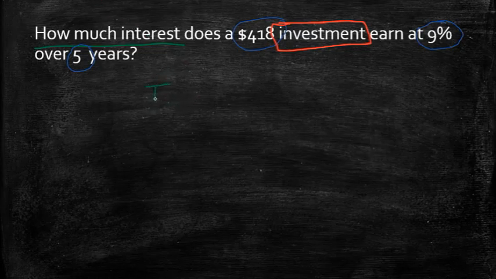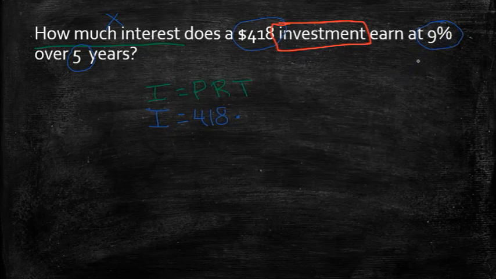So we will write down our formula, I equals PRT, and I, of course, is our unknown variable. We don't know it yet, but we will. So we're going to just bring that I right back down. And P, that's our principal, that's our beginning investment, the amount of money that we began with, 418.